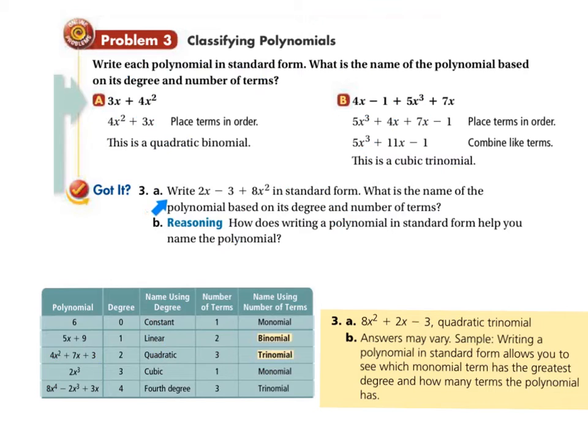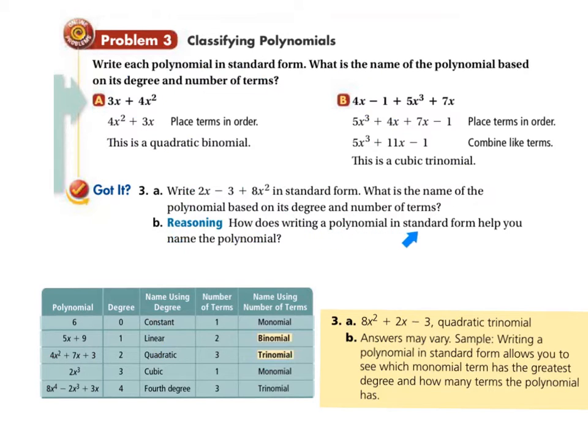So, same thing here. Put this in standard form first. So notice here, it's not. So the 8x squared would come first, plus 2x minus 3. You can see that down here. And it's quadratic because of the squared, trinomial because there's 3 terms.